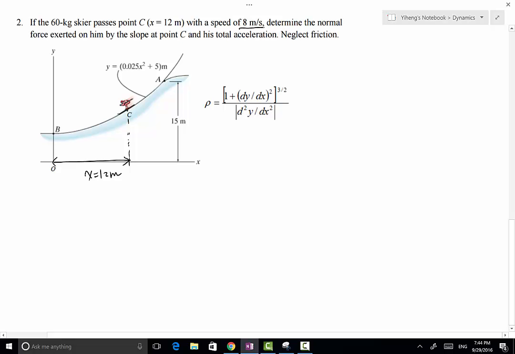We need to determine the normal force exerted on him by the slope at point C, as well as its total acceleration. So we can do a quick analysis to determine what our strategy would be. At point C, if we do a quick free body diagram, he's subjected to his weight as well as a normal force. Because we do not consider friction, those two are the only forces he is subjected to. And that's the free body diagram.